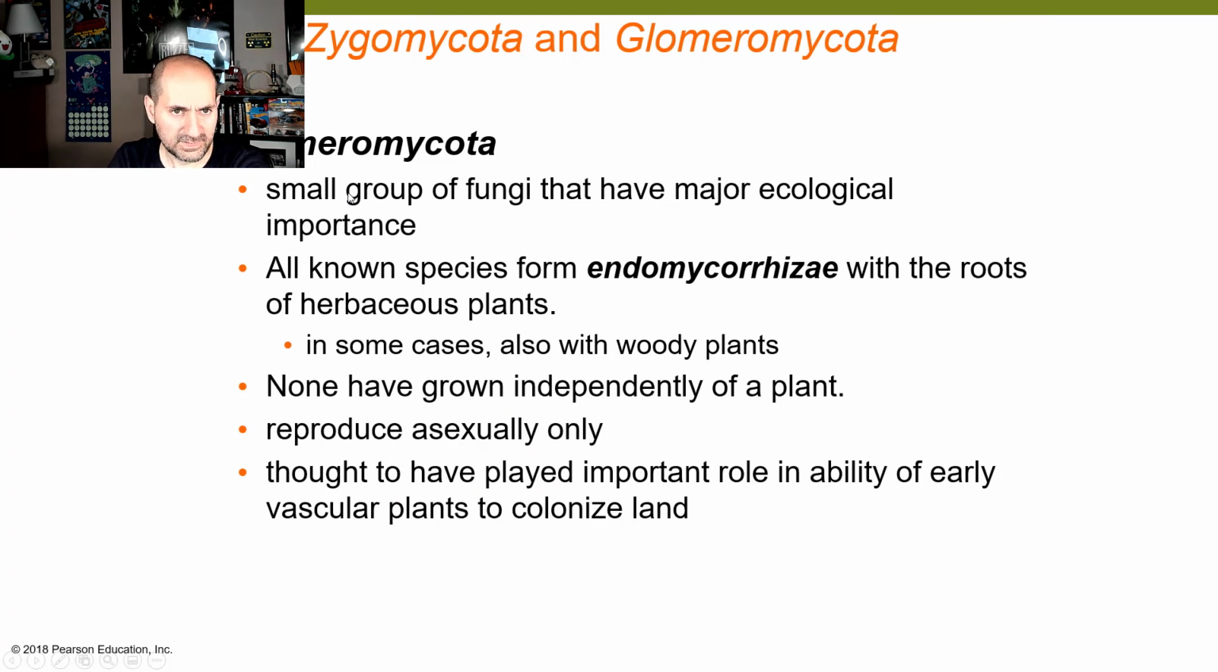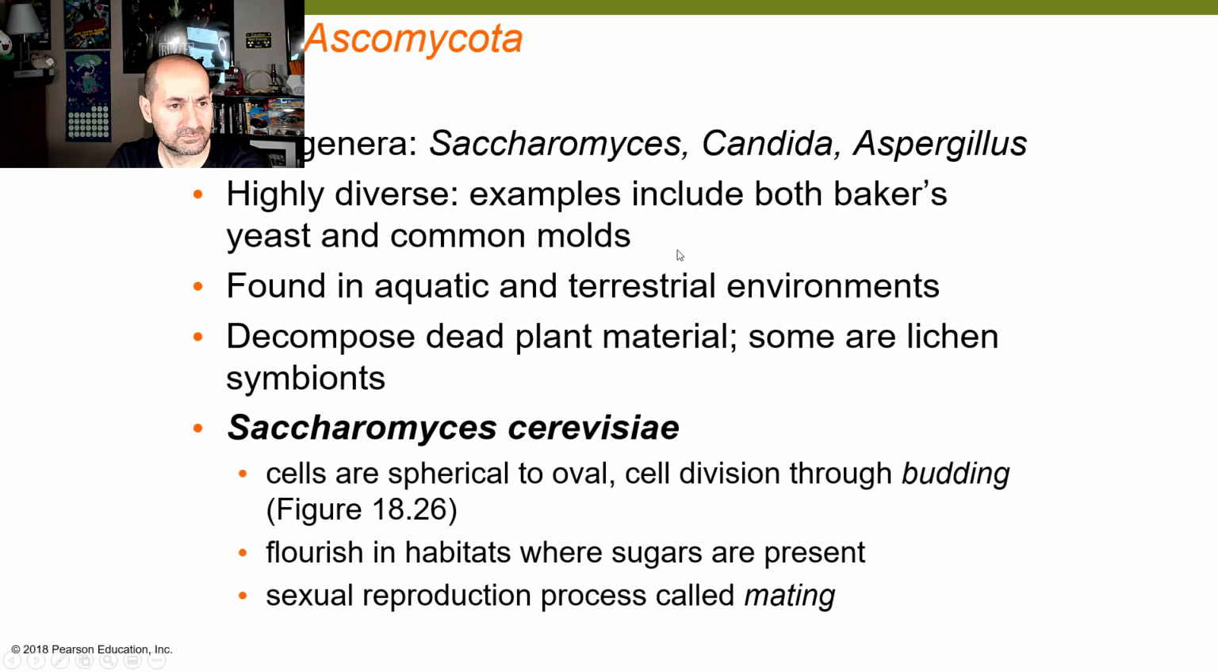Moving on to glomerulomycota. Glomerulomycota, all known species, form endomycorrhizae with plant roots. So these form a symbiotic relationship with plant roots. They provide certain nutrients to the plant root. The plant root returns the favor with sugars.